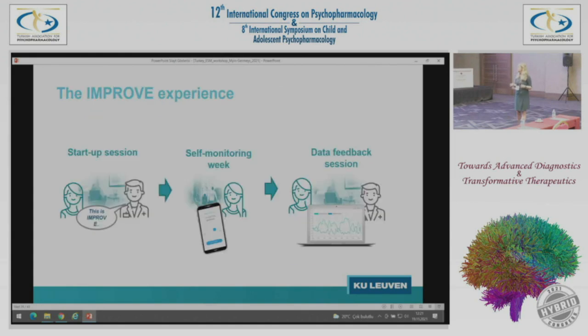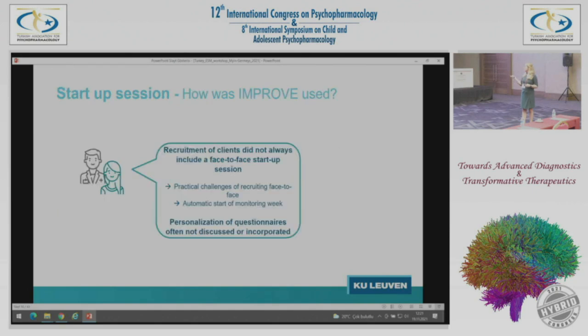To go into that a bit more in detail, so we had the startup session, self-monitoring data session, feedback. If we really look at how it was used, how Improve was used, we actually intended to have the recruitment of clients starting with a face-to-face startup session, where the clinician would explain what needs to happen. We saw that there were a lot of practical challenges in these face-to-face interactions.